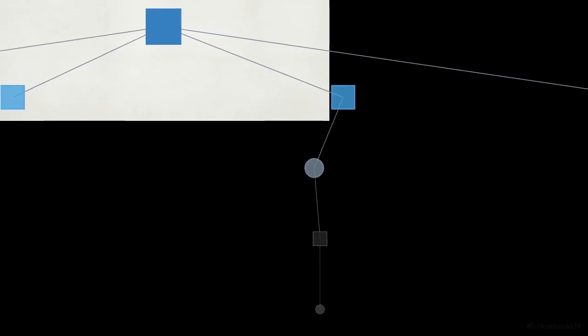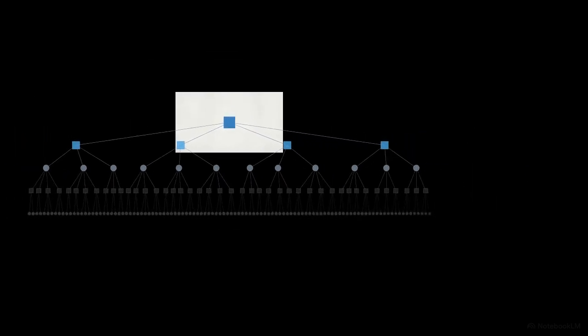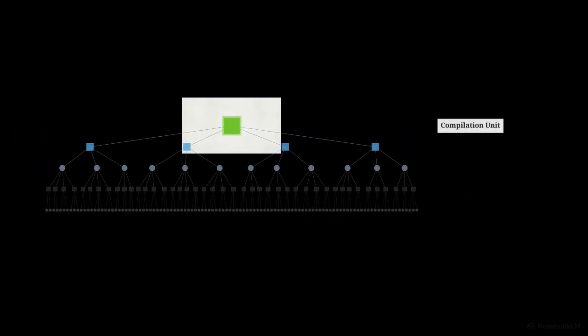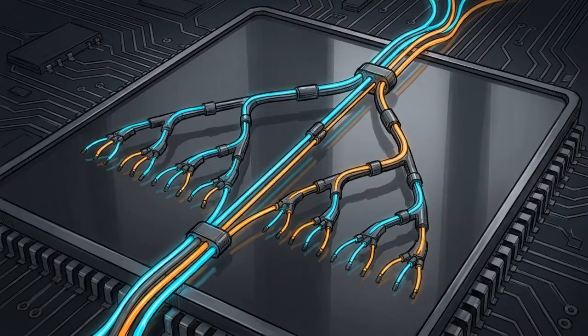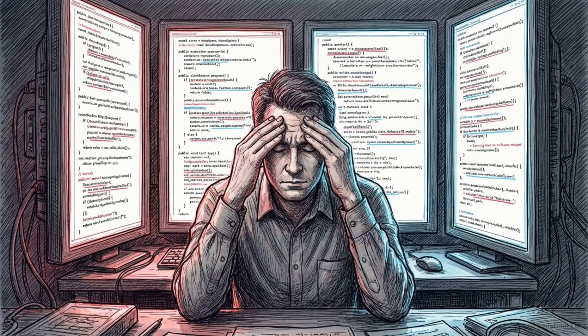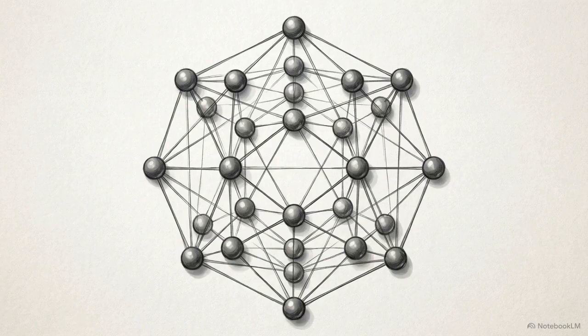Scaling up to a full file, that small tree becomes a massive, sprawling network, anchored by a single compilation unit root node. Major branches flow down from the root, splitting from class declarations into method declarations, and finally into individual execution blocks. Before any execution can begin, every valid Java file ever written must form one of these unbroken hierarchical trees in memory. To a programmer, a modern Java application represents overwhelming complexity. To the compiler, it is a perfectly ordered mathematical graph.